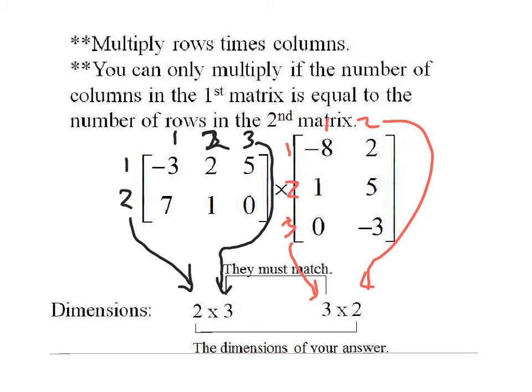So what needs to match are these 2 inside ones. That's saying that the columns of the first matrix match the rows of the second matrix. And then actually, the other 2 numbers, the outside ones, they end up being the dimensions of your answer. So that's a lot of information. We just got to try it out.